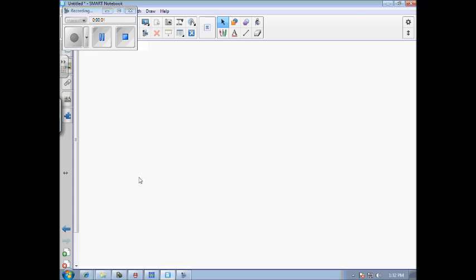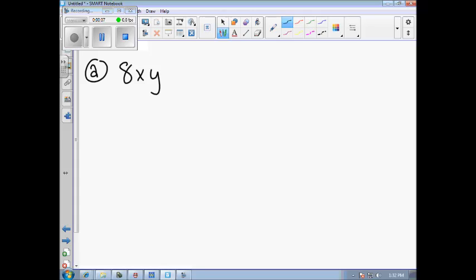So on A, it says 8xy, that's our monomial. We need to find the degree of it. When there are two variables, what do we do with the exponents of both variables? Sum of both. What does sum mean? Do you know what sum means? Just addition. Yes, addition. Okay, so we need to know their degrees.